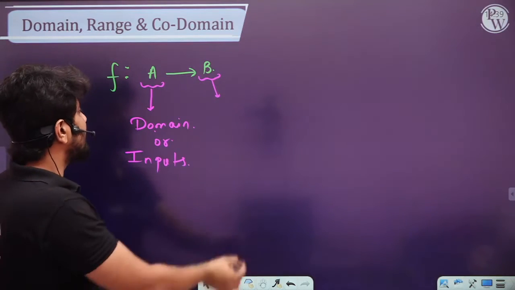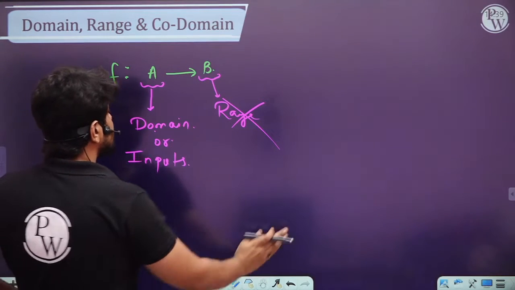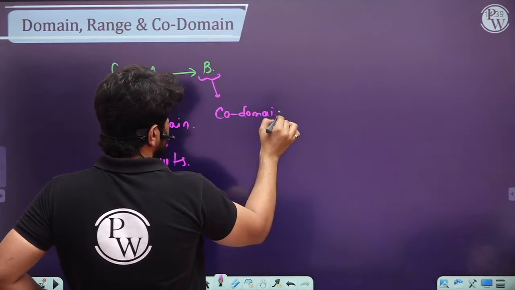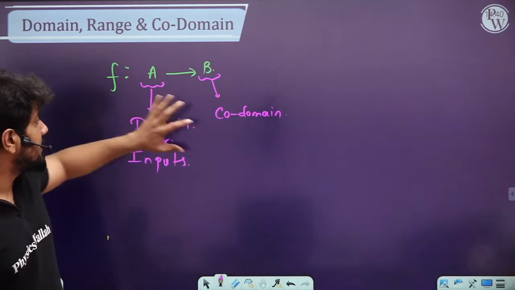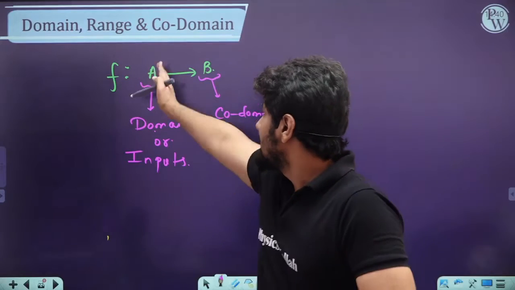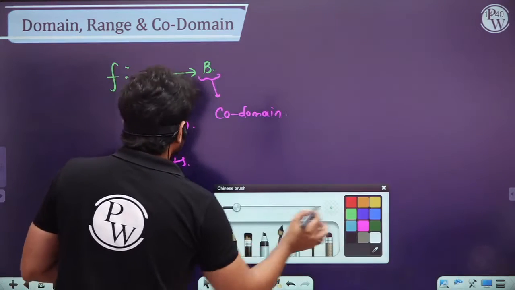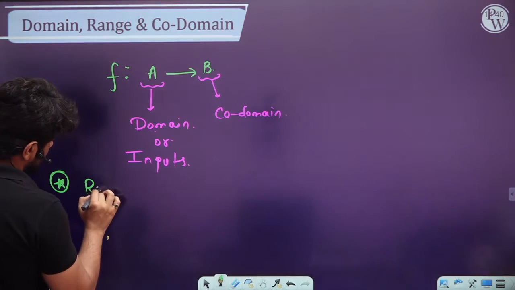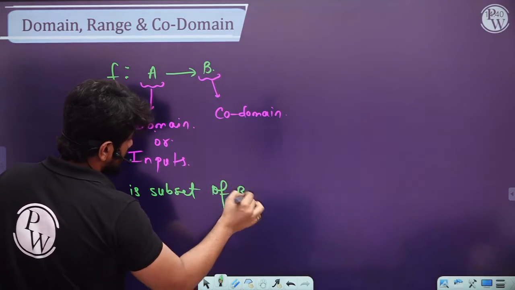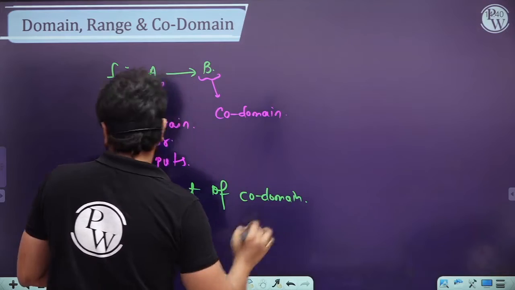Many students make the mistake of calling set B the range. This is not range. Set B is not range. Set B is known as codomain. This entire set B is known as codomain. Entire set A is known as domain. Then what is range? If this is domain, this is codomain, then what is range? Range is a subset of B, or we can say codomain. Range is a subset of codomain.